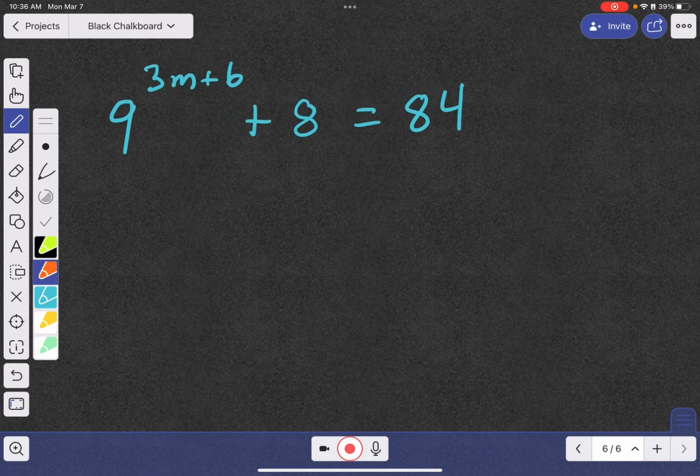Next one. 9 to the 3m plus 6, plus 8, is equal to 84. Go. See if you can find the value of m that makes that work. Again, remember to isolate the base first, then write it as a log, use a change of base formula, and solve.